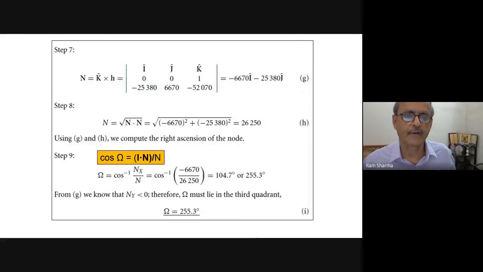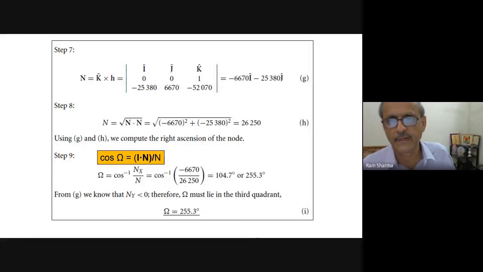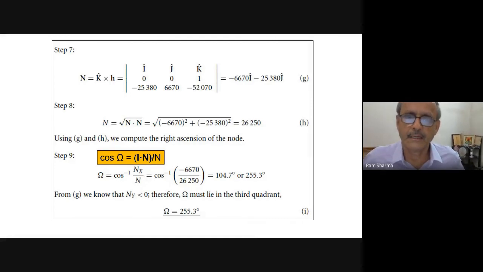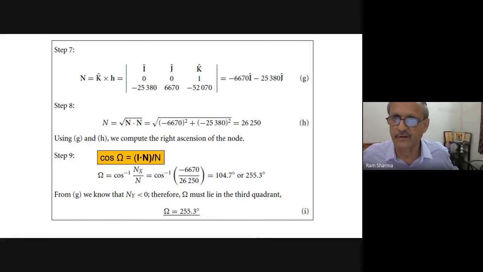Now N we have calculated, K cross H. It has both components negative. As I told you, if Nx is negative, cos will be in the second or third quadrant, because cos is negative in the second and third quadrants. Ny was negative, so it goes in the third or fourth quadrant. So you will get into the third quadrant. So your answer, you can see, 255.3, is in the third quadrant. So that comes from there.